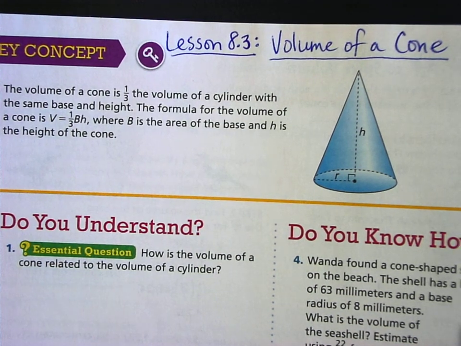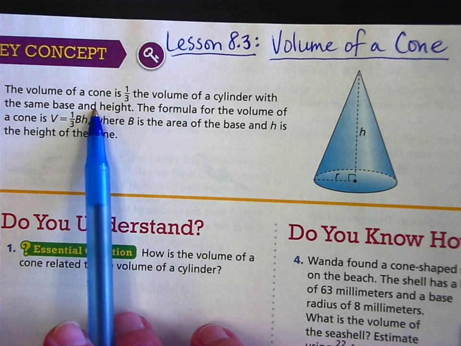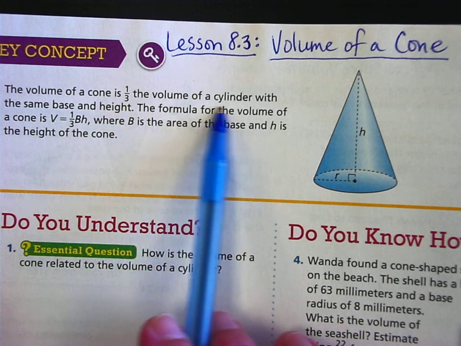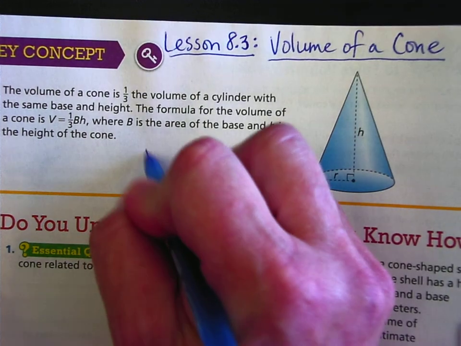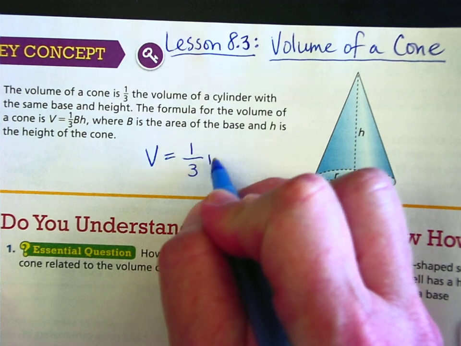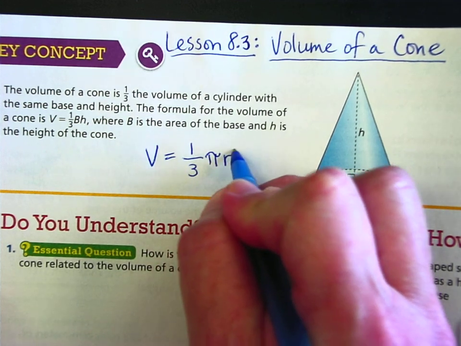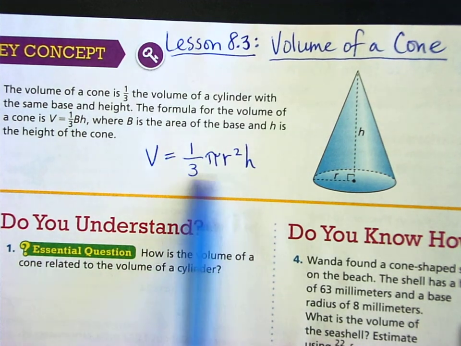Welcome back. Okay, let's take a look at volume of a cone. So volume of a cone is 1/3 the volume of a cylinder with the same base and height. So volume of a cone is 1/3, 1 divided by 3, times pi, times radius squared, times the height. So that is the formula for volume of a cone.